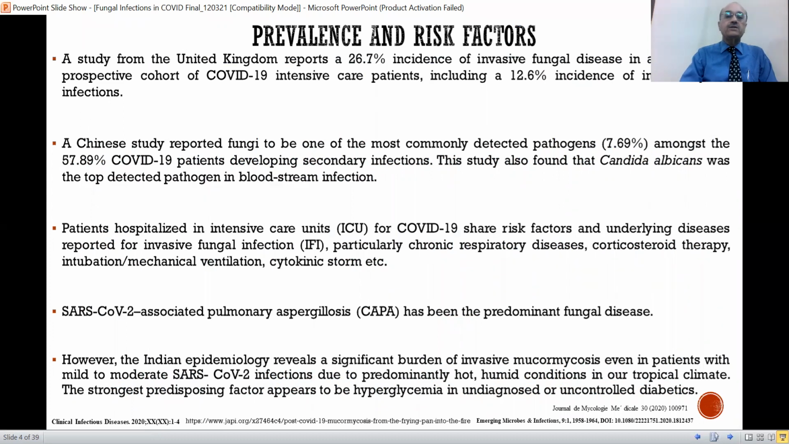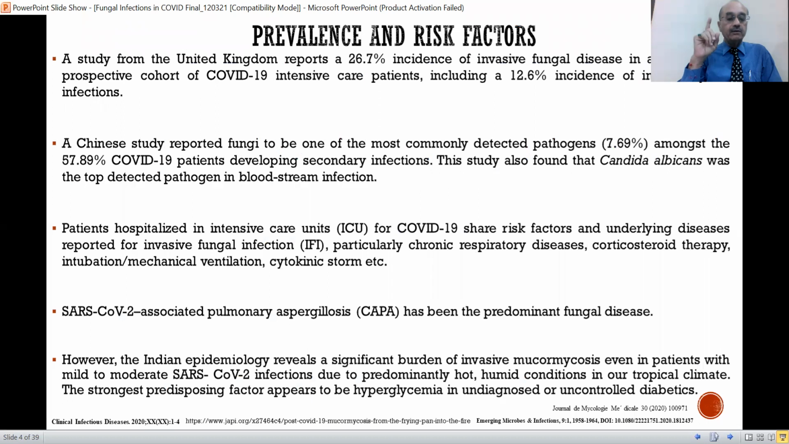The prevalence and risk factors of fungal infections have been studied from various centers. In the United Kingdom, it was found that there was a 26% incidence of invasive fungal disease versus a 12.6% incidence of invasive yeast infections. The Chinese study again showed that of the 58% of COVID-19 patients, about 8% developed invasive fungal disease. And it was again SARS-CoV-2 associated pulmonary aspergillosis, what we can call CAPA. COVID-associated pulmonary aspergillosis has been found to be the predominant fungal disease in this population, followed by Candida and other infections.